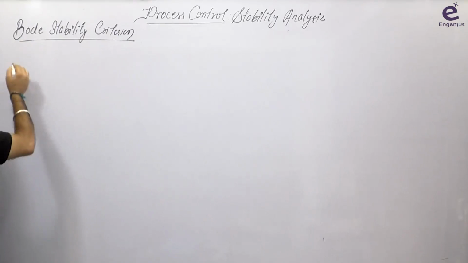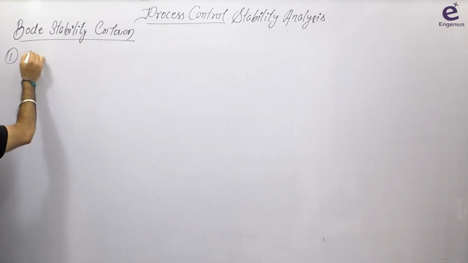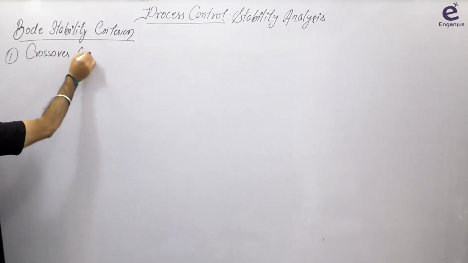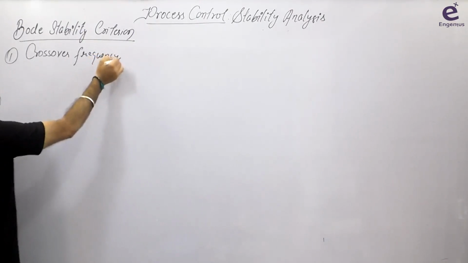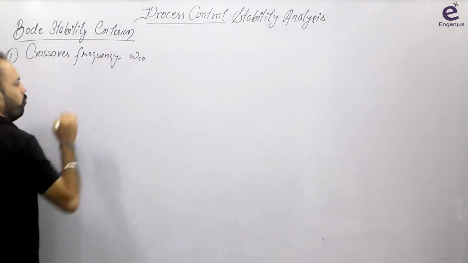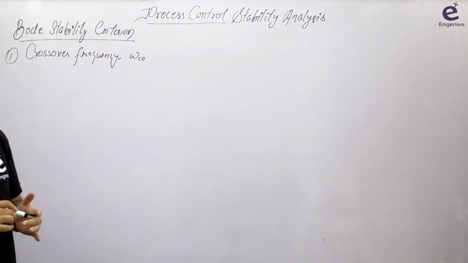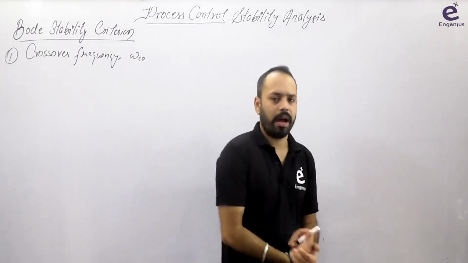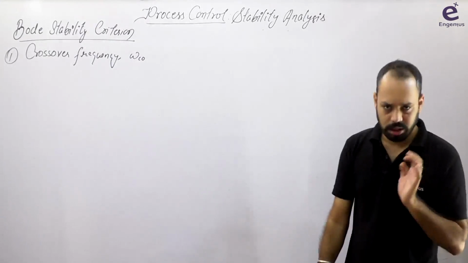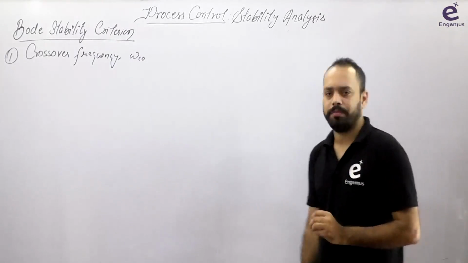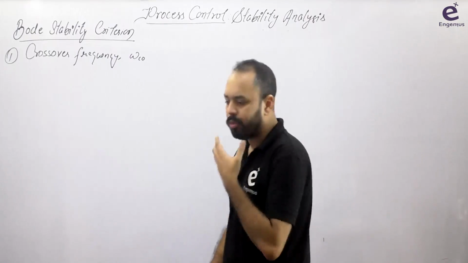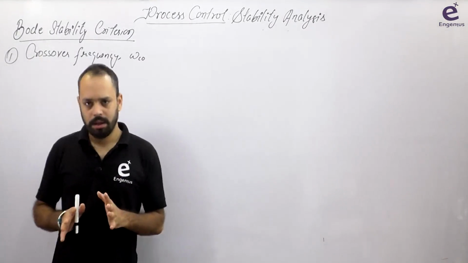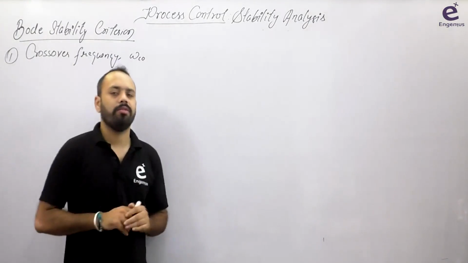First point, very, very important, is a term which is called crossover frequency, and I will use omega CO for the notation of crossover frequency. Before this, there was another frequency, that was corner frequency. When I was plotting the Bode diagrams, I told you that corner frequency has nothing to do with the stability of the system. If corner frequency is high or low, the system is not more stable or less stable, nothing like that. So there is no physical significance of corner frequency.